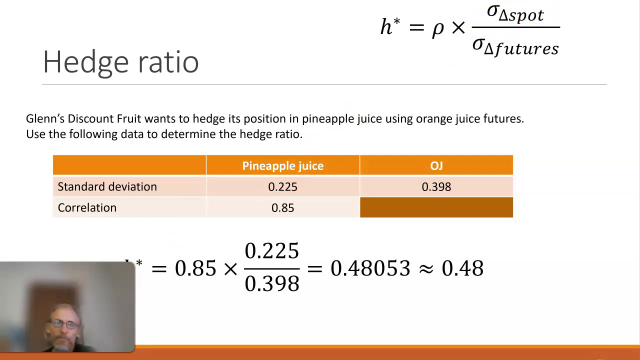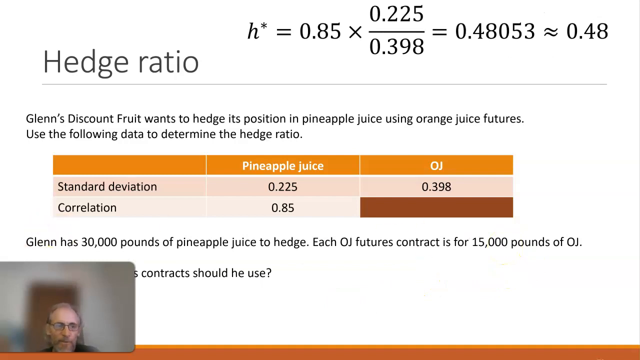And so, if these were the statistics I had, I would figure out how many contracts I need if this hedge was going to work perfectly, if I were using exactly the same asset to hedge that I'm taking a spot position in, and then I'll multiply that number by 0.48 to get the number of contracts. So I've got an example here. Glenn has 30,000 pounds of pineapple juice to hedge. Each orange juice futures contract is for 15,000 pounds. So how many OJ futures contracts should he use?